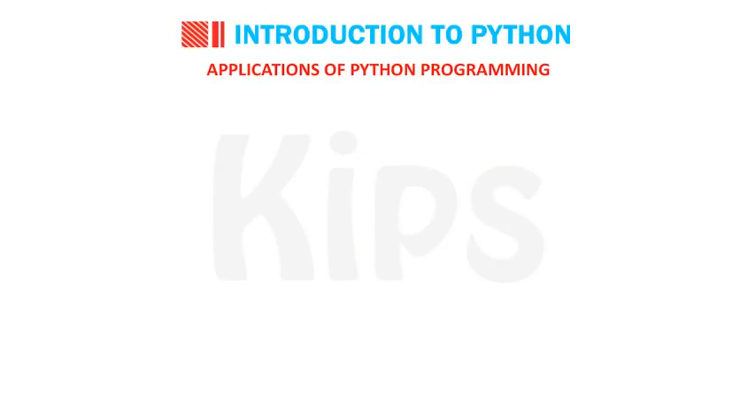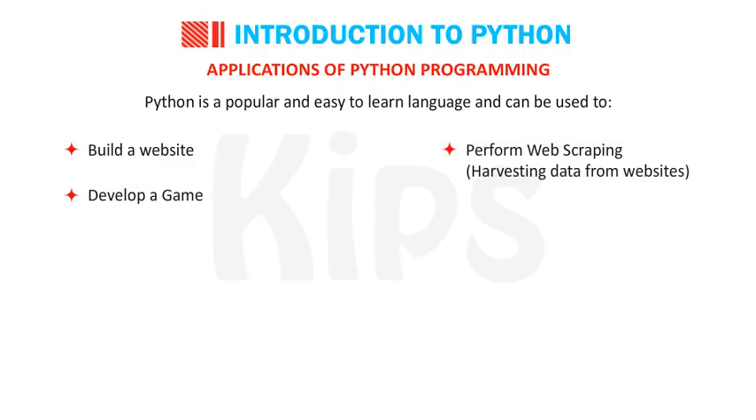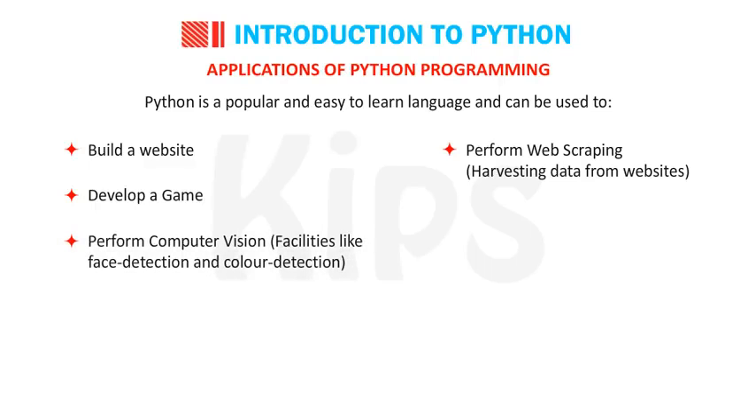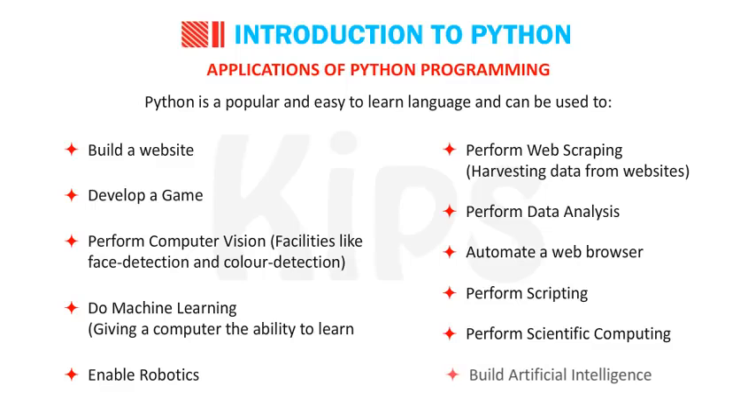Applications of Python programming. Python is a popular and easy to learn language and can be used to build a website, develop a game, perform web scraping, harvesting data from websites, perform computer vision, facilities like face detection and color detection. Perform data analysis. Automate a web browser. Do machine learning, giving a computer the ability to learn. Perform scripting. Perform scientific computing. Enable robotics. Build artificial intelligence.